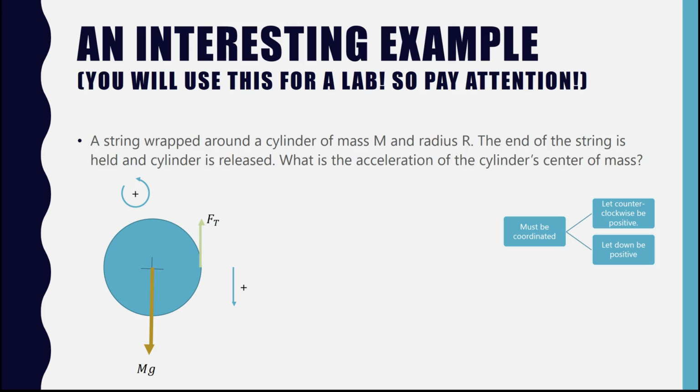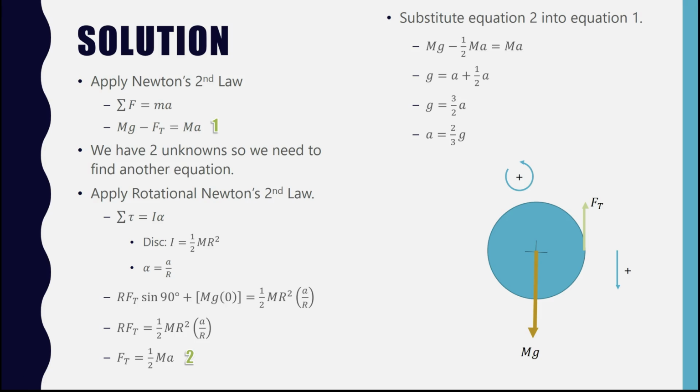We are going to let counterclockwise rotation in our picture be positive, and we are going to also let the motion downward be positive. That will help us in the long run. So we're going to go and look at a solution. This solution is already laid out for you.